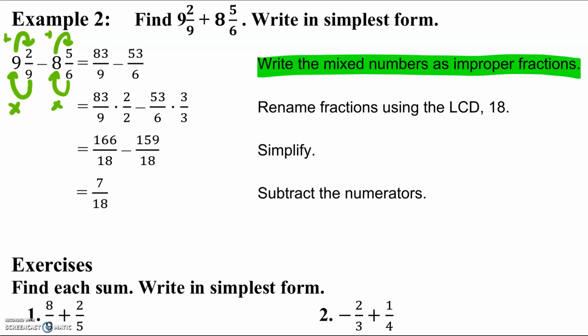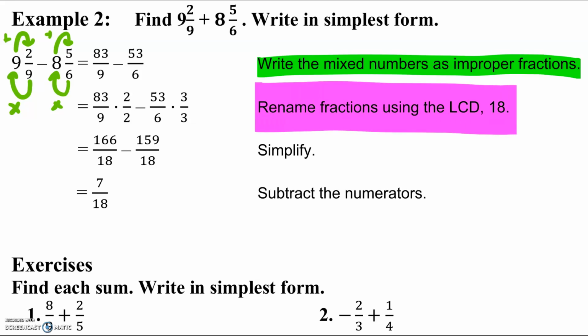And then same process. So we can see they're going to rename their fractions using the least common denominator of 18. So both of our denominators we want to become 18. So our first fraction here, 83/9, 9 times 2 gave us 18, so we multiply times 2/2 to get our new fraction down here. Our second one, 53 over 6. 6 times 3 is 18, so we multiplied it both by 3 to get this one. Now we can just subtract. So when we subtract those numbers, we get 7 over 18.